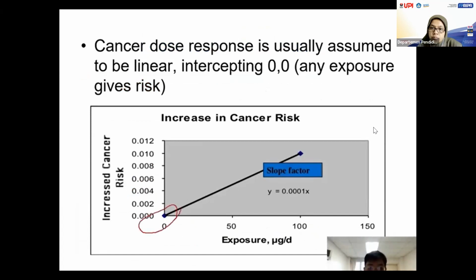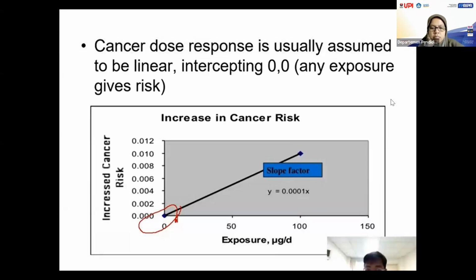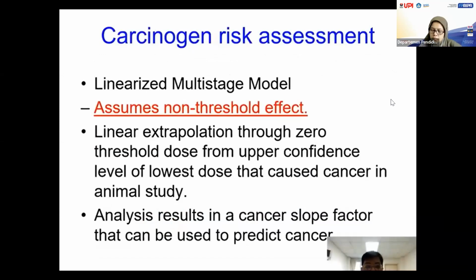This means that we are making an assumption that any exposure to this kind of chemical will cause cancer, even though a very small amount starts to cause cancer in the population, maybe 1% or 2% of the population, right? So cancer has this kind of assumption. Of course, for cancer, the slope factor is very important because the slope factor determines how carcinogenic a particular carcinogen is. So usually for cancer, we use the so-called linearized multi-stage model, whereby we assume there's no threshold effect.